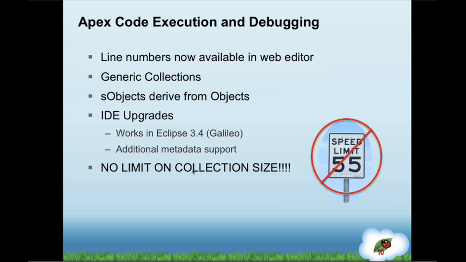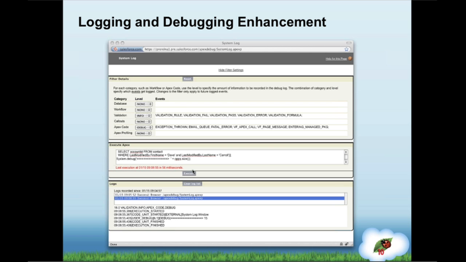Now, the really big thing here is no limit on collection size. Previously to the Spring 10 release, we had a limit of 1,000 items that could be in a collection. That limit is removed entirely. It's not raised. It's completely removed. And the only thing that will limit your collection size now is the heap size. So bravo. Good job, R&D.